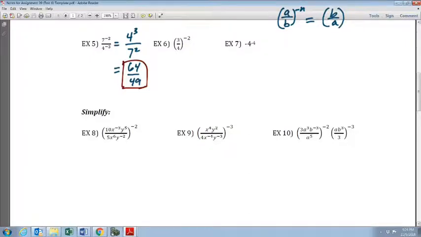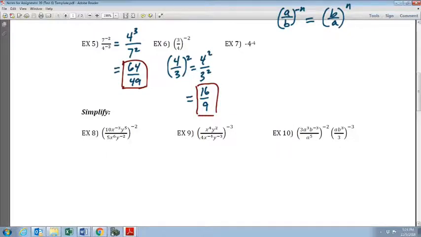So on number 6, I'm going to flip the fraction there. I get 4/3 to the positive 2 power, and now we'll use the extended power rule. We'll square the 4 and square the 3, and we're going to get 16 over 9.